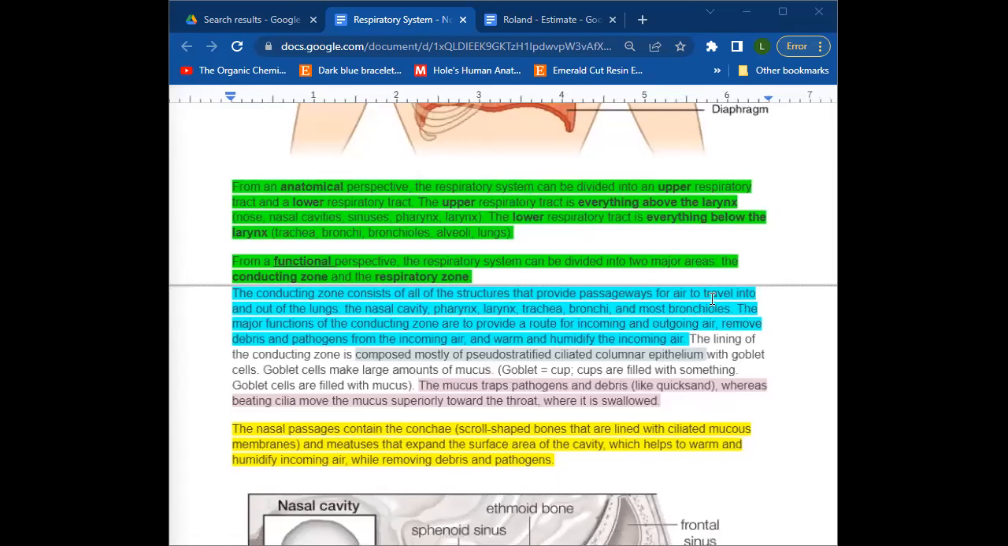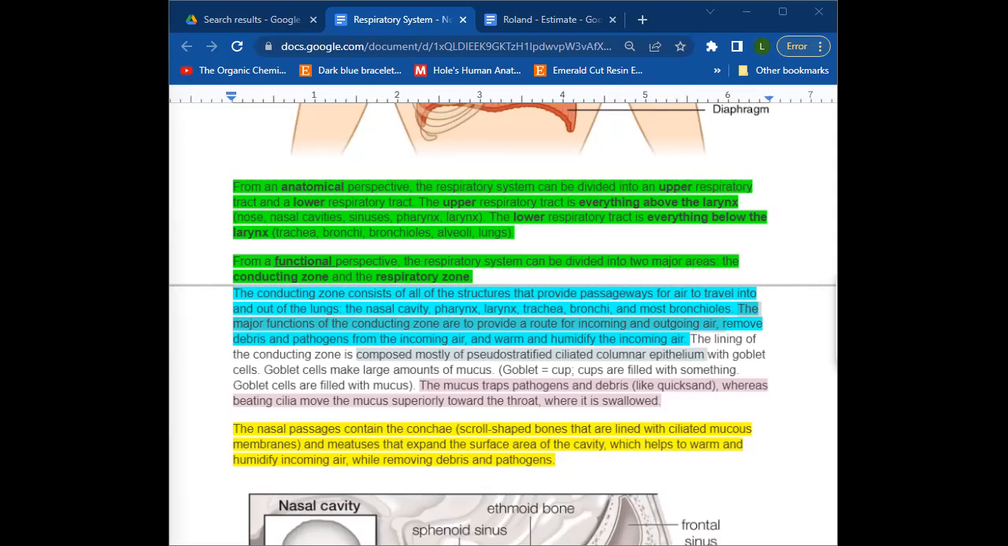Right, the major functions of the conduction zone are to provide a route for the incoming and outgoing air, removing the debris and pathogens from the incoming air, and then also warm and humidify the incoming air.